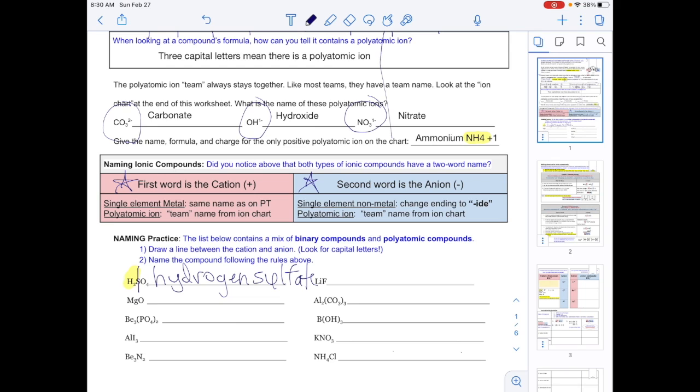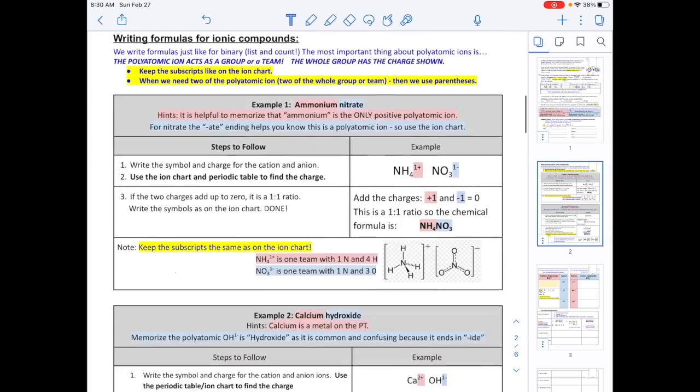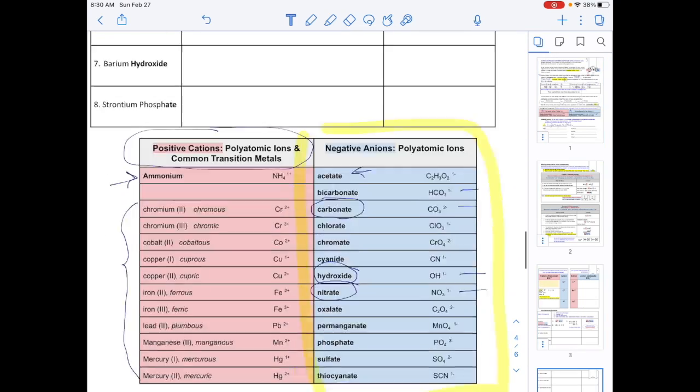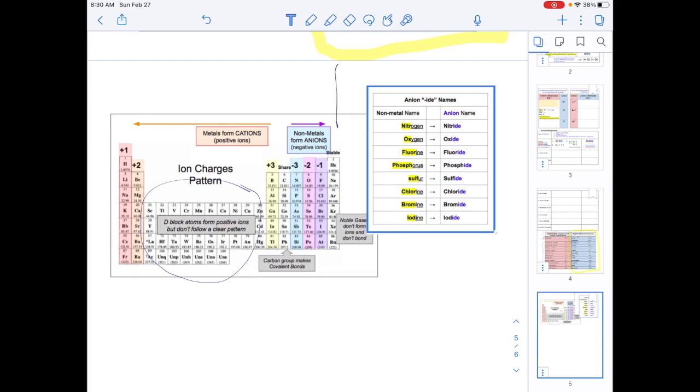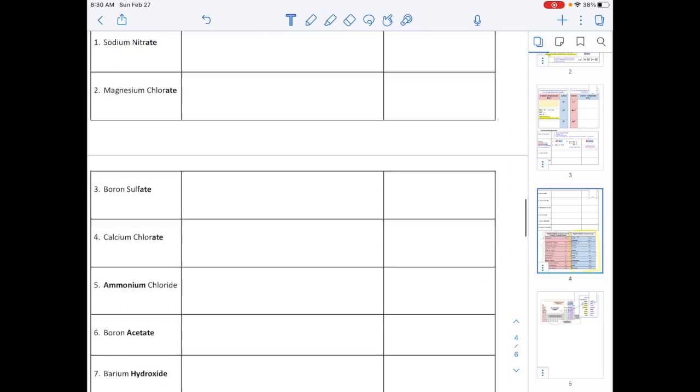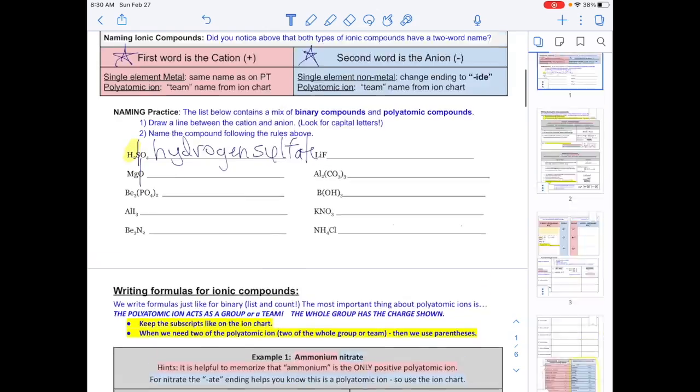Okay, the next one is MgO, and it's capital M, lowercase g, capital O, so this is a binary one. So Mg we name just like on the table, magnesium. And your periodic table has the names if you need it. And then O is on the periodic table, but it's an anion, so we have to use the anion name for O, which is oxide. It's going to be magnesium oxide. We learned about that in assignment 3.4.